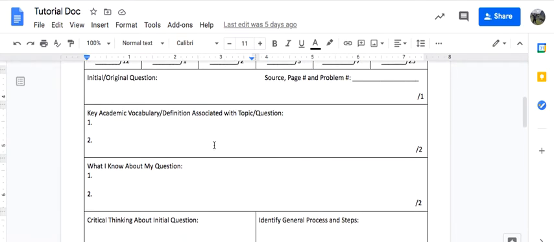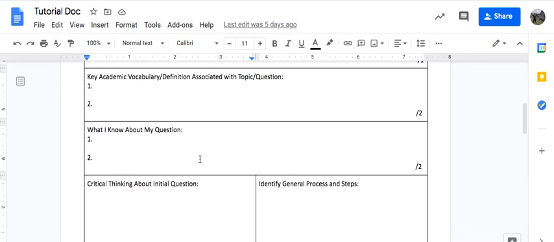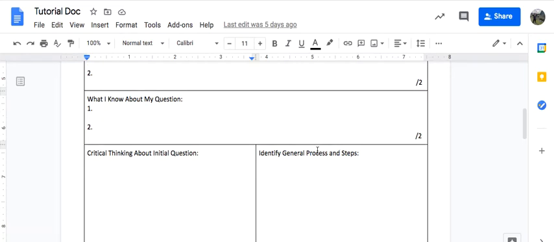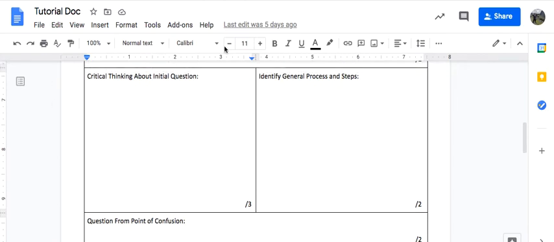Make sure you have your original question, some academic vocab, what you already know about your question. If you have more than 2 things and you want a number like 3, 4, 5, and 6 over here, do so, okay? Make sure that you tell me as much as you possibly know about your question in advance, though. All right, and now show me your critical thinking.